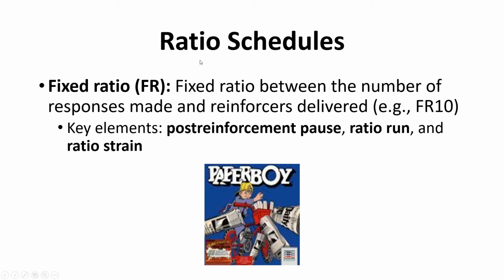So of our types of ratio schedules, as I alluded to, we have our fixed ratio schedule, or FR schedules. These involve a fixed ratio between the number of responses that you make and the number of reinforcers that are delivered. So for an FR10, a fixed ratio of 10, there needs to be 10 responses made in order to receive a single reinforcer.